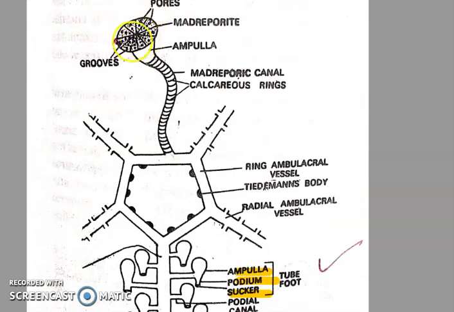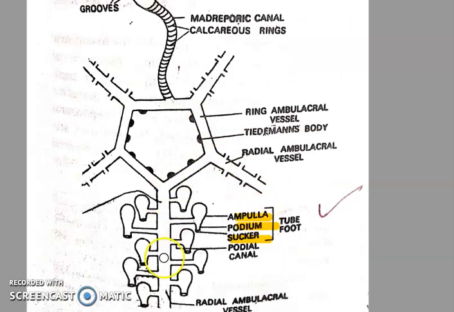So this is the madreporite, and here cilia are present that lead seawater into the system. So this water enters this swollen part, the ampulla, then from this madreporic canal it enters into the ring ambulacral vessel, and each ring ambulacral vessel further leads into the radial ambulacral vessel that further terminates into the podial canal. This podial canal leads into the tube feet.